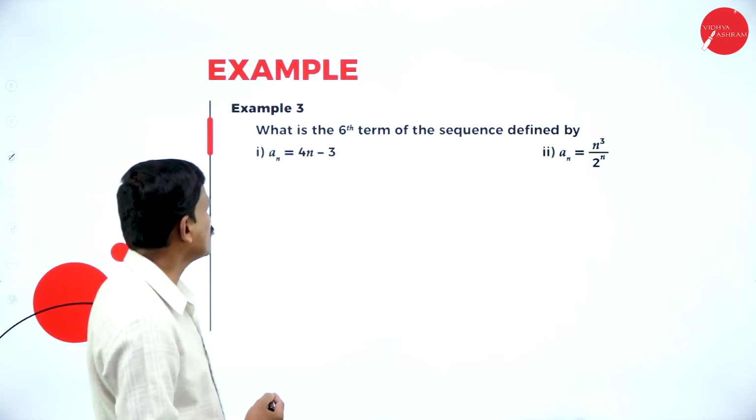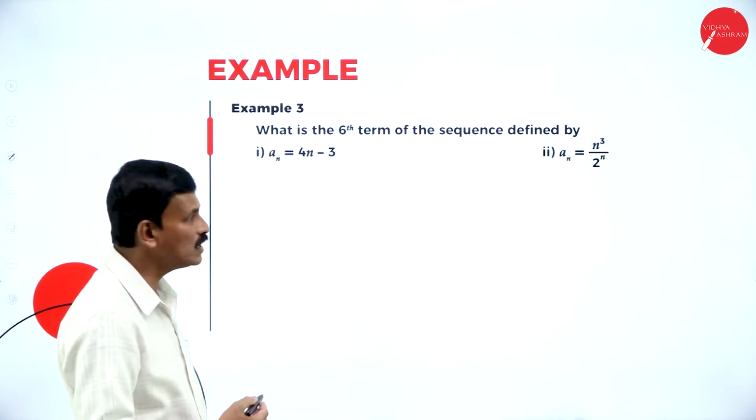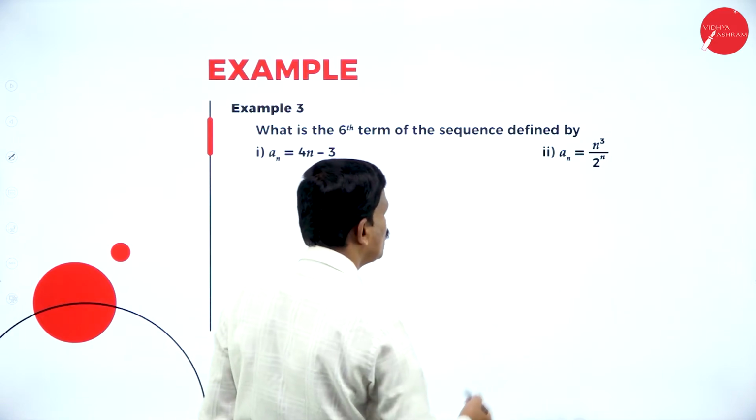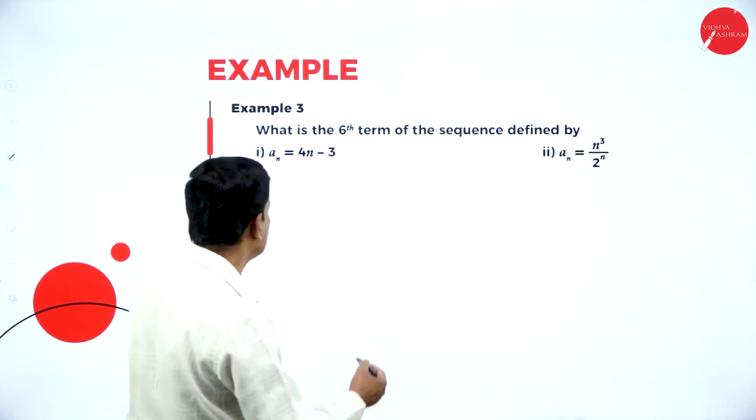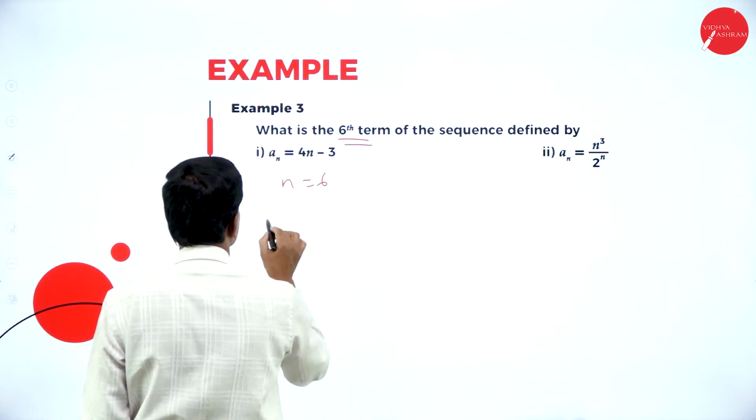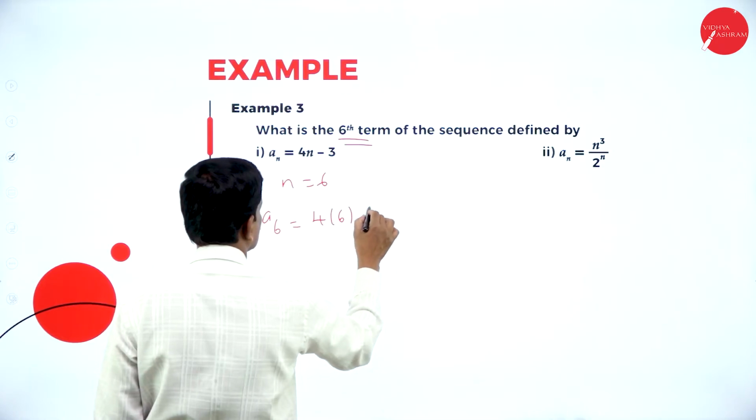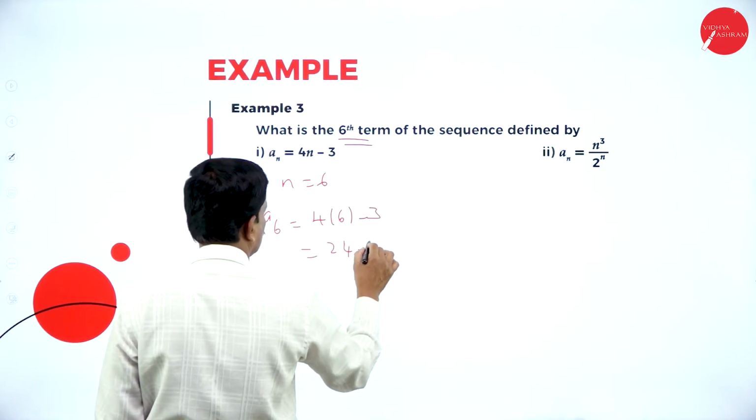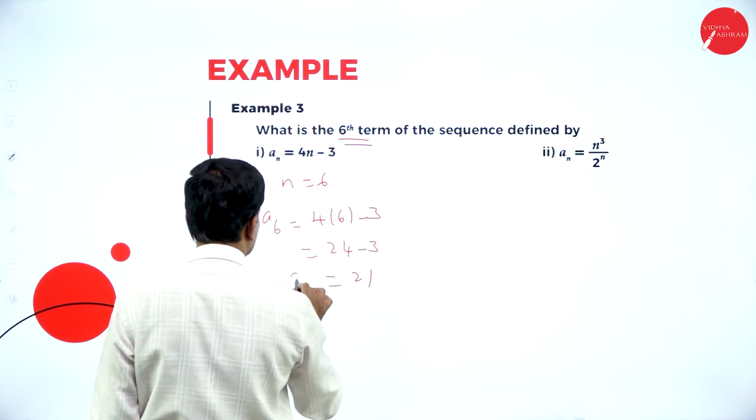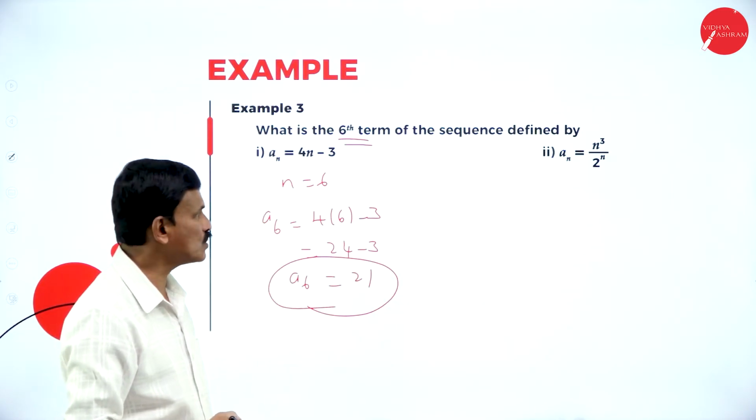What is the sixth term of the sequence defined by an is equal to 4n minus 3? Another one is an is equal to n cube divided by 2 to the power of n. Now, here also the sixth term we have to find. Put n is equal to 6. That is A6 is equal to 4 into 6 minus 3. 6 fours are 24, minus 3 is equal to 21. So, A6 is equal to 21. So, the sixth term is 21.